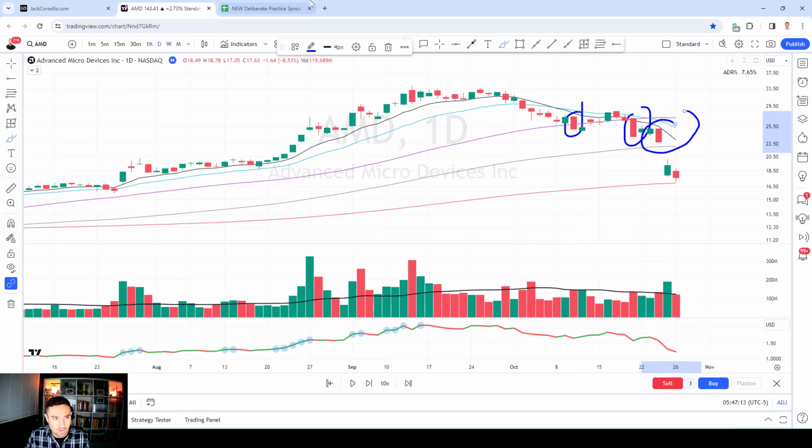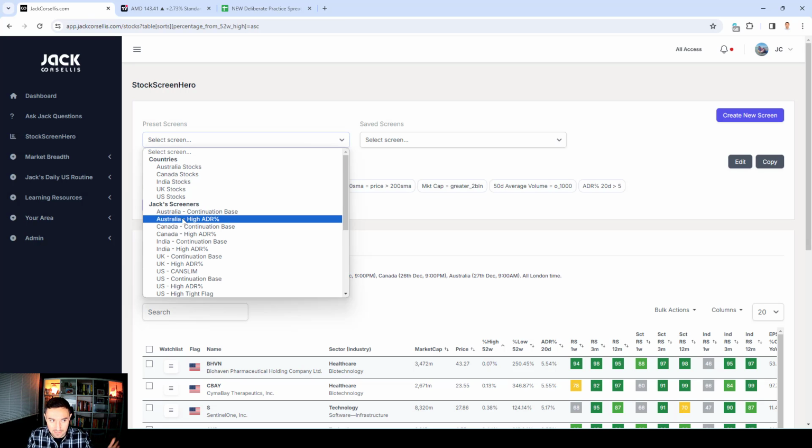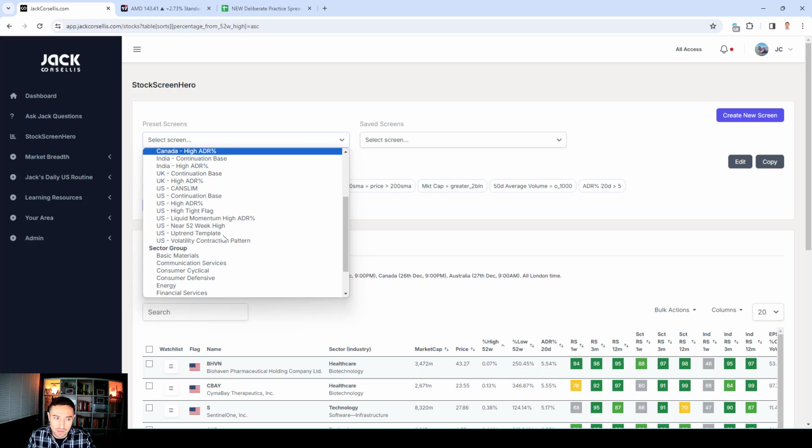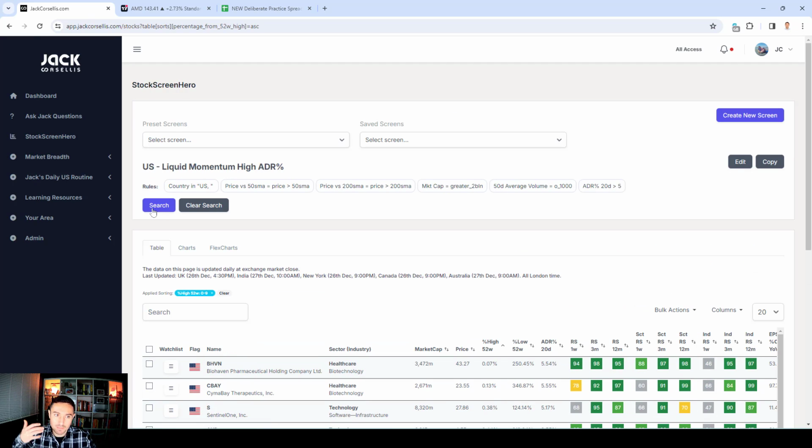So I'll wrap that video up there, guys. I'll just show you how you can quickly screen for those kind of stocks as well if you want to. If you go into my stock screen here, there's some free screens available in the presets, or if you're a paid member, you obviously have access to all of these preset screens. Some of my favorite screens to do at the minute is actually this liquid momentum high ADR. So if you're looking for those stocks that have the momentum, have the higher ADR as well, are in uptrends, say above their 50-day moving average, above their 200, market cap greater than 2 billion, relatively liquid as well, nice high ADRs of over 5%.